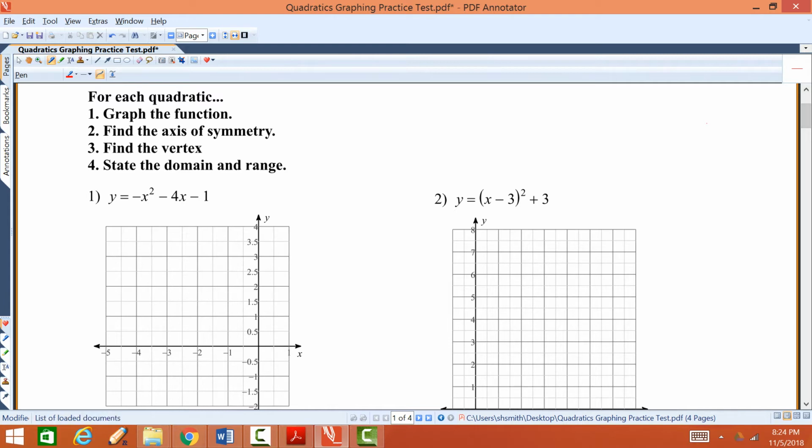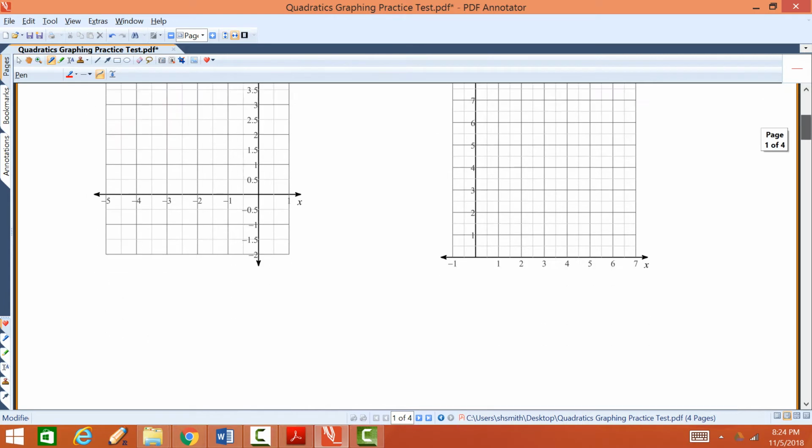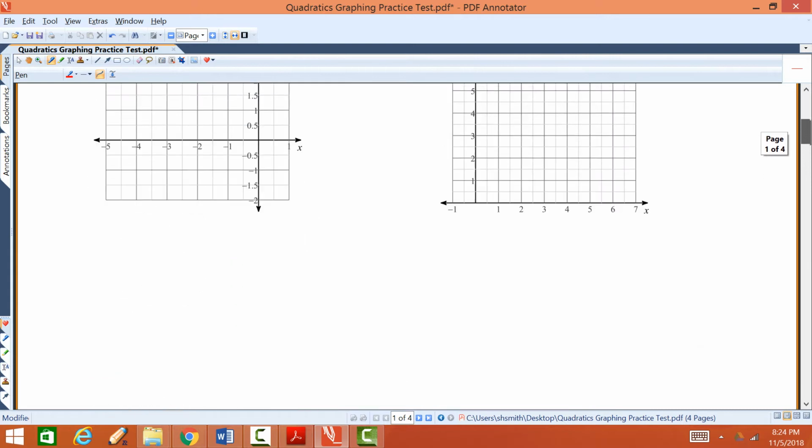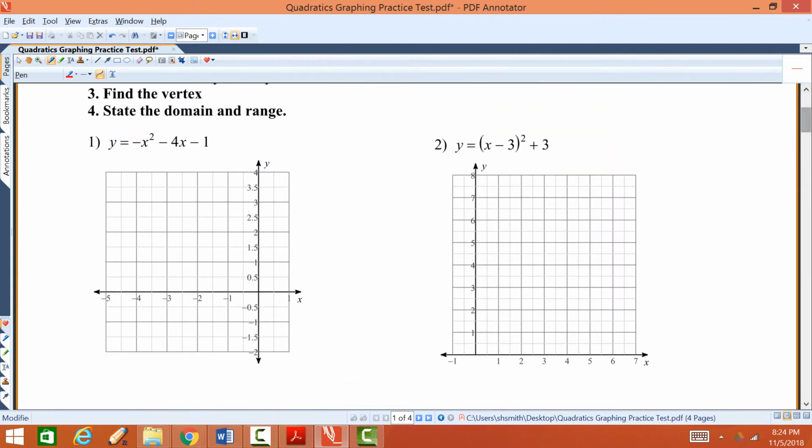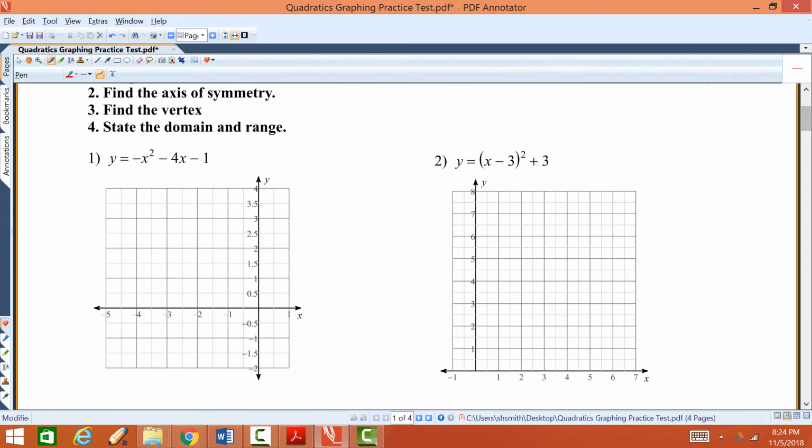So the first thing for this first page is you have to graph the function. You can do all these problems on a separate sheet of paper if you don't have a printer to print it off. The graphing ones are a little bit difficult to do on a separate sheet of paper, but just try your best to make the graph that you can. Anyway, with these, let's start by finding the axis of symmetry.